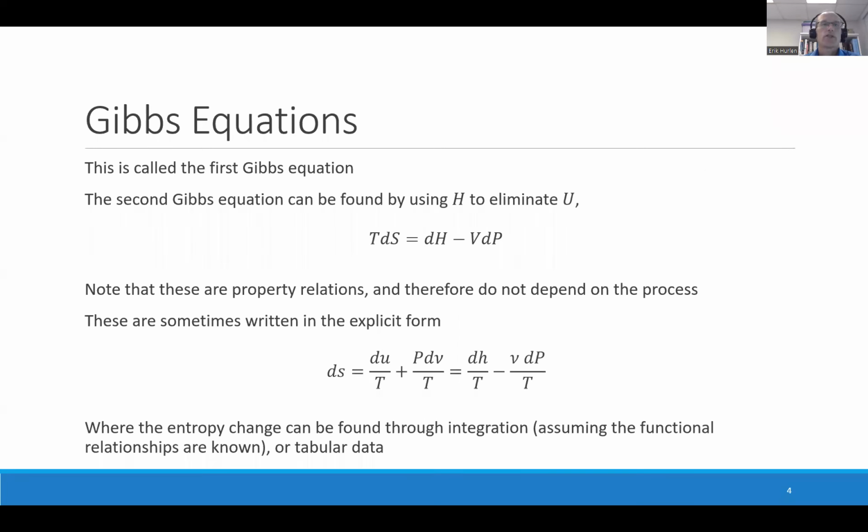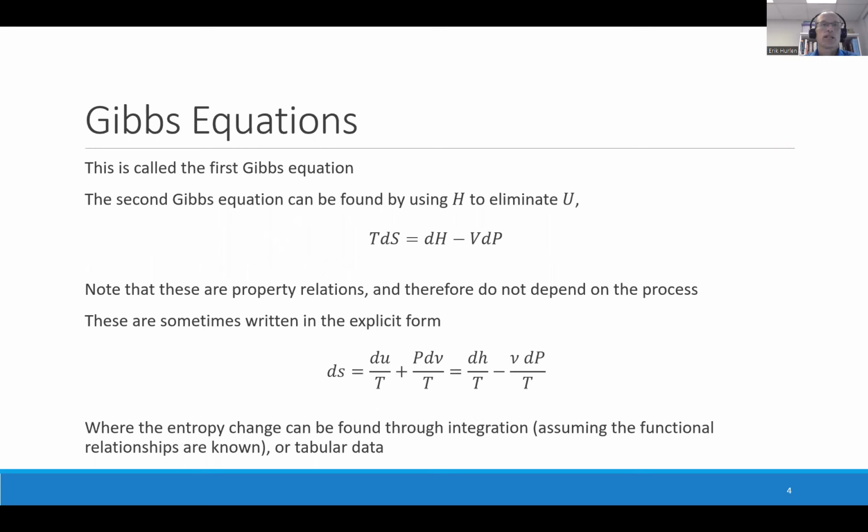The second Gibbs equation is very similar to this, but uses enthalpy instead of internal energy. In this case, T dS equals dH minus V dP. It is also important to remember that each of these is a state variable, and so does not depend on the process, only on the state of the system.